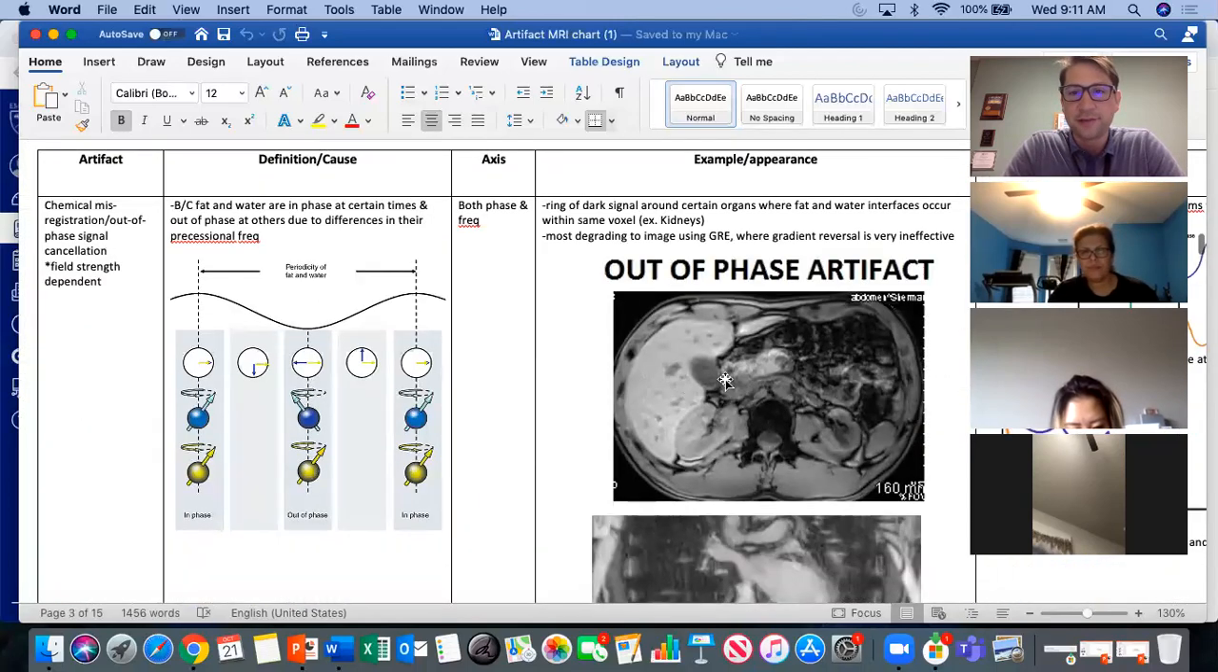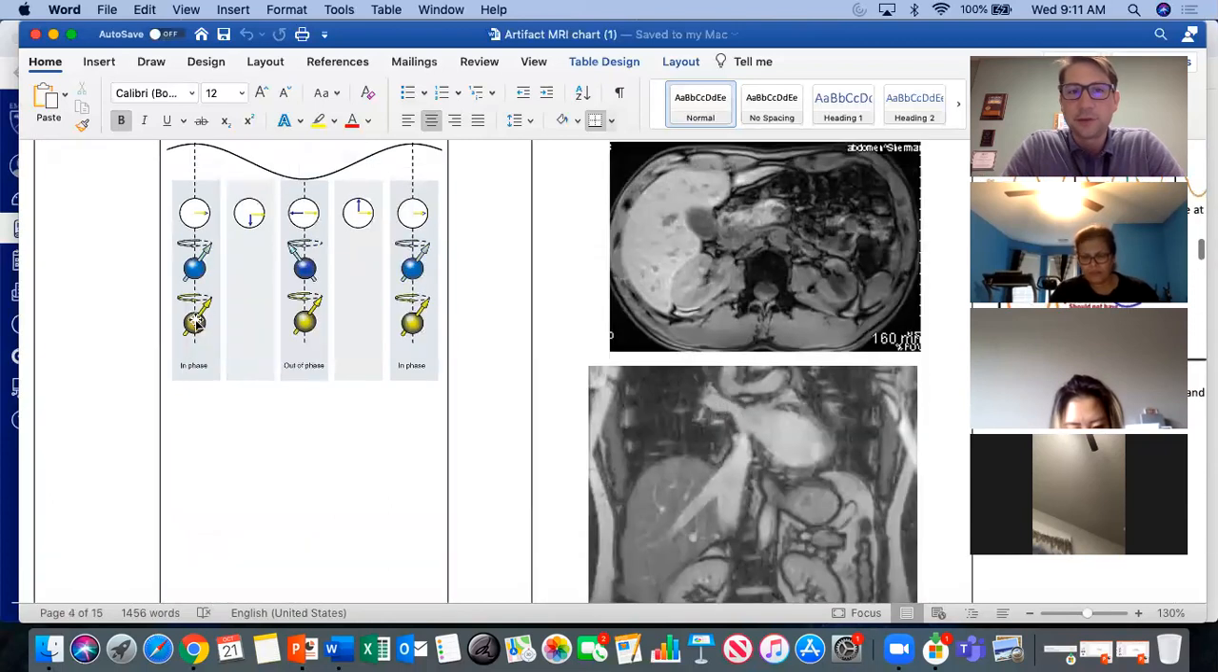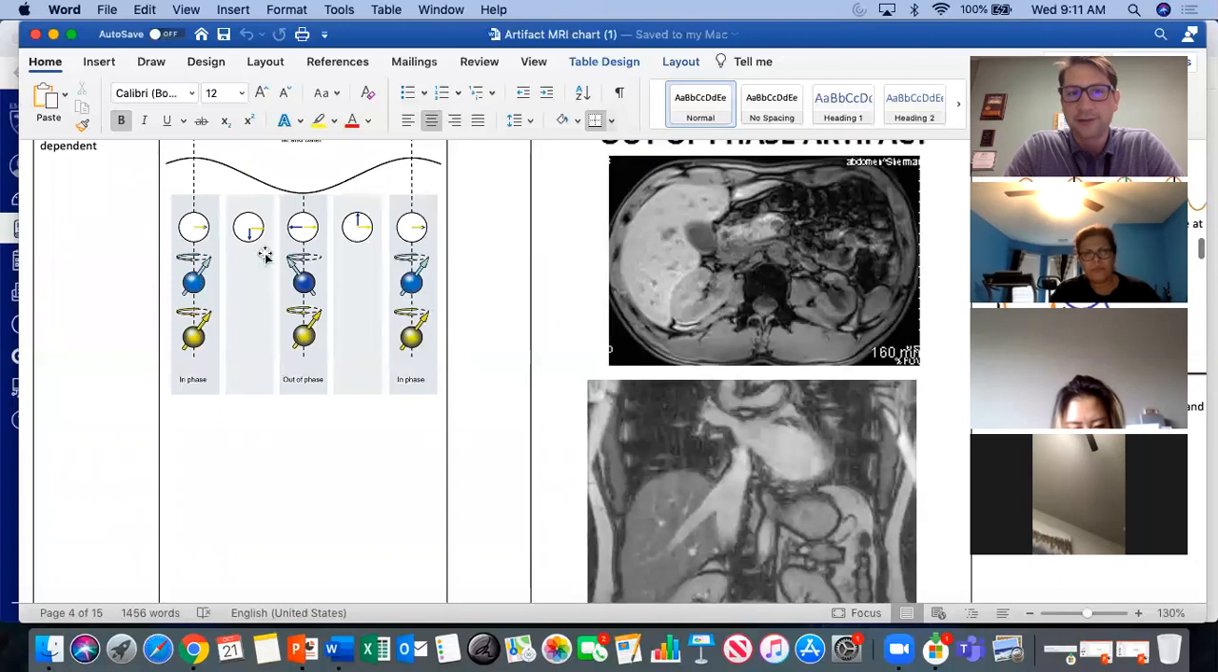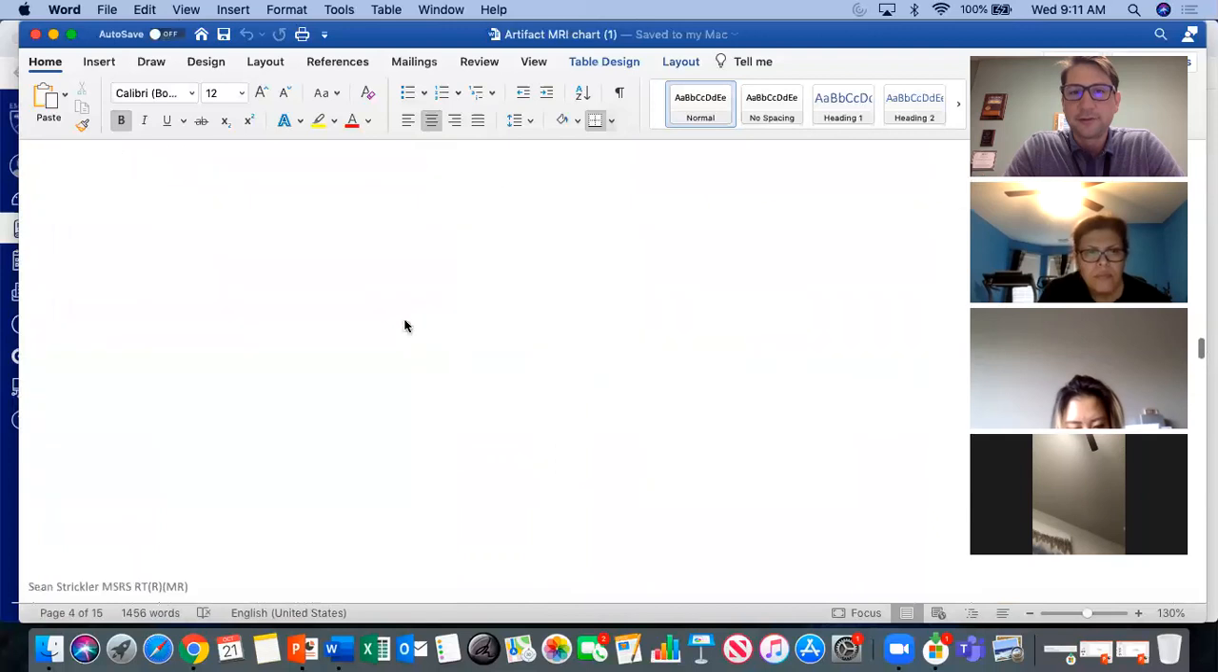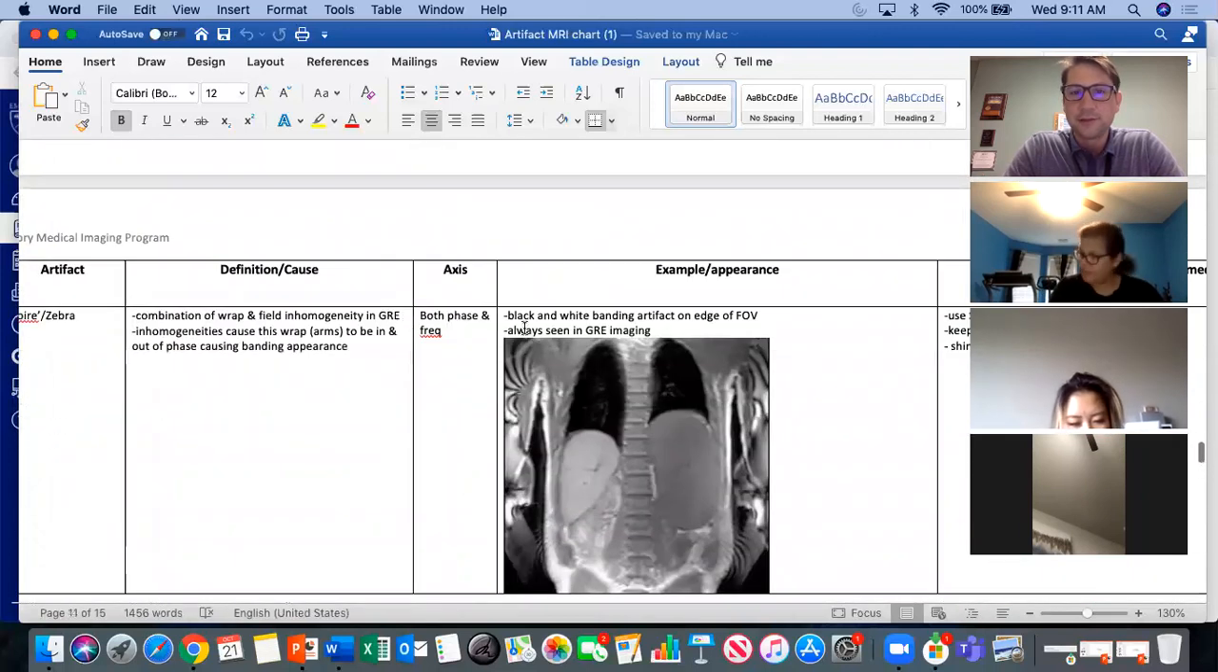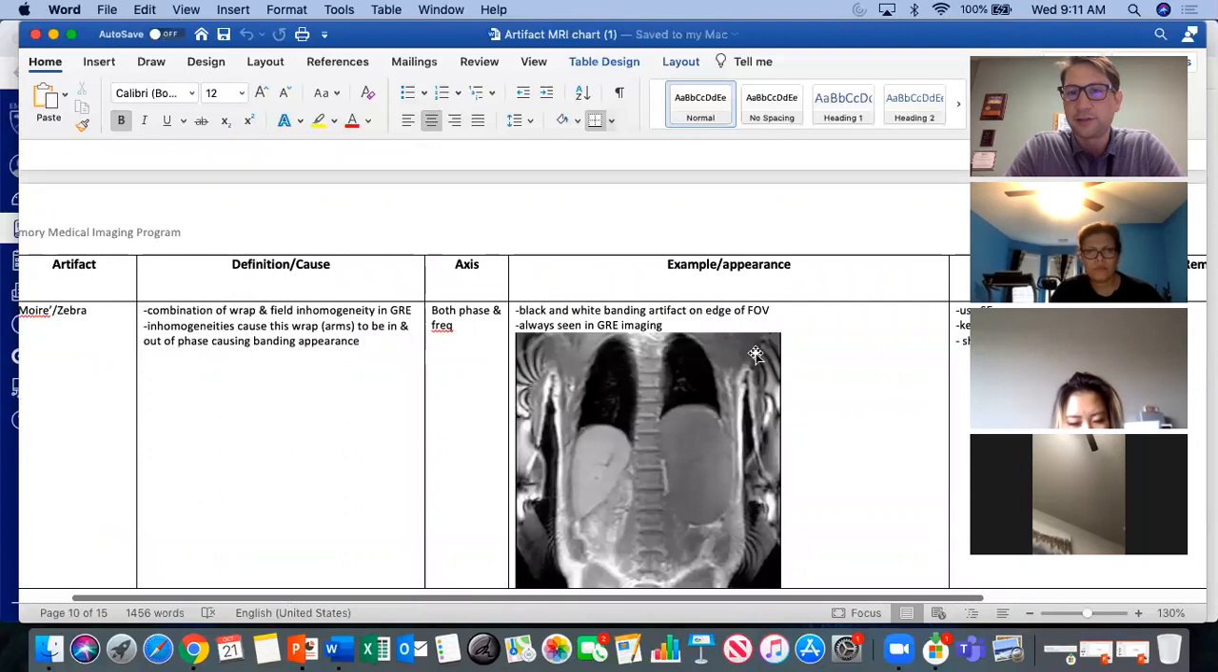Here, in and out of phase. So we get, you know, where it goes in phase, out of phase, in phase. So in phase is typically high signal, out of phase, dark signal, in phase, high signal. So that's what's going on here with the appearance of it. So you can say in phase, out of phase, in phase, out of phase. That's where you get the zebra appearance, because it makes it look like stripes on a zebra.